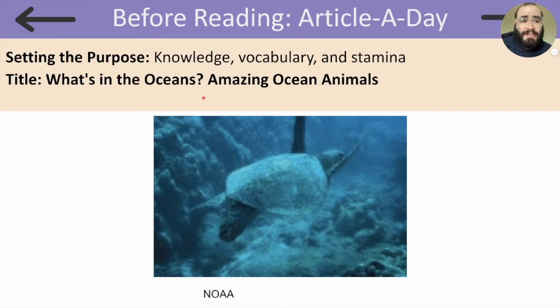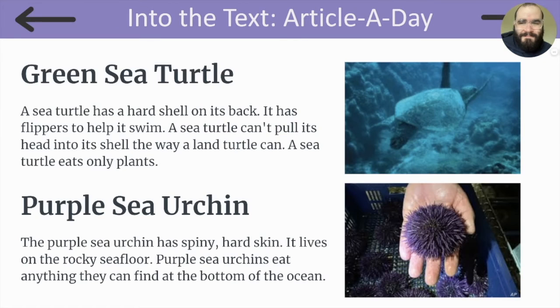What's in the oceans? Amazing ocean animals. Look at the picture. What do you see? That's right. It's a sea turtle. Sea turtles live in the ocean. Let's dive into our article a day. Green sea turtles. A sea turtle has a hard shell on its back. It has flippers to help it swim. Here we see the hard shell on its back, and these are the flippers which help it swim.